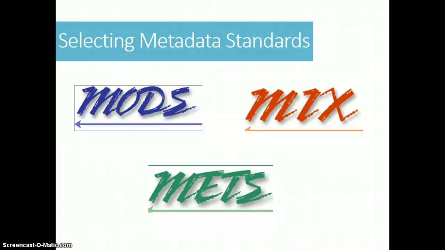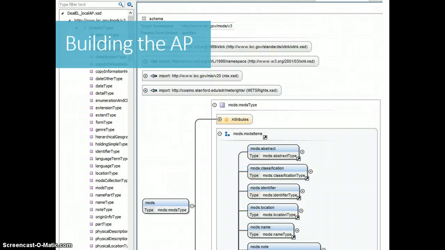I chose METS rights instead of something else like PREMIS because the information available was largely very simple and did not necessitate a more complicated set of terms. I built my local application profile by using MODS as a base and importing MIX and METS rights into the schema. I then added the MIX and Rights Declaration MD elements, which are the roots of MIX and METS rights, respectively, as children of the MODS element, and removed any terms I thought the collection did not need.